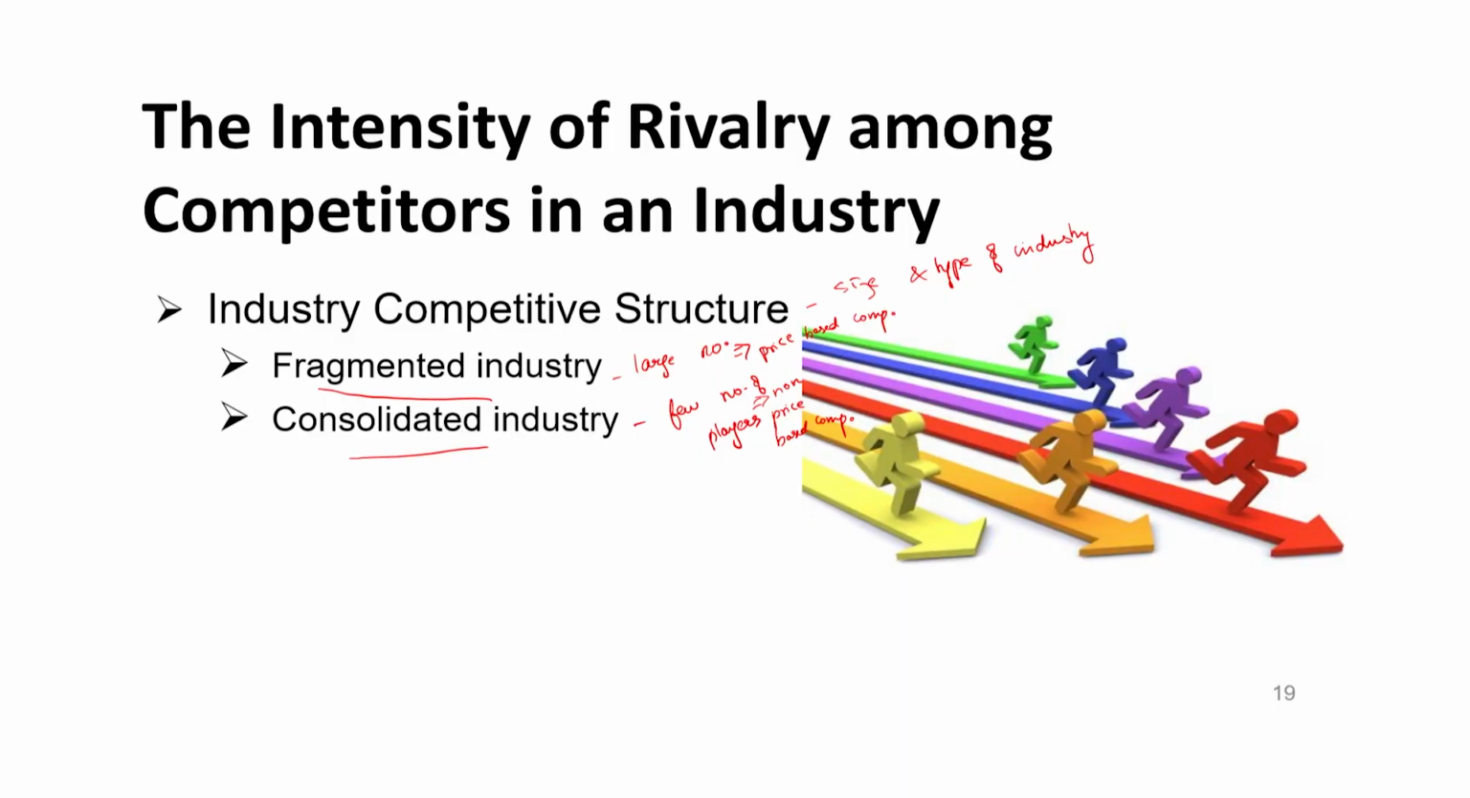So repeating again, if we talk about the intensity of rivalry, in case of a fragmented industry, there will be price-based competition, whereas in case of a consolidated industry, they will compete more on a non-price basis.